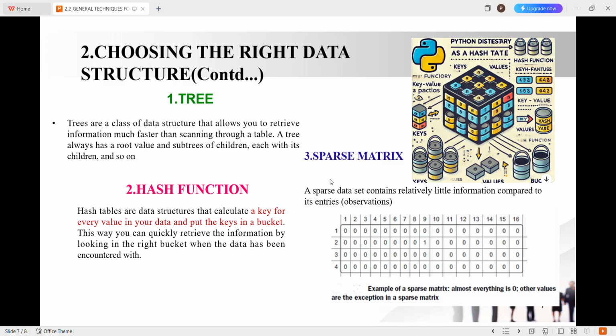The next is your sparse matrix. As I told you, a sparse matrix is nothing but a matrix which consists of more zeros when compared with ones, where the ones are the information. This helps us access or work with our memory efficiently.